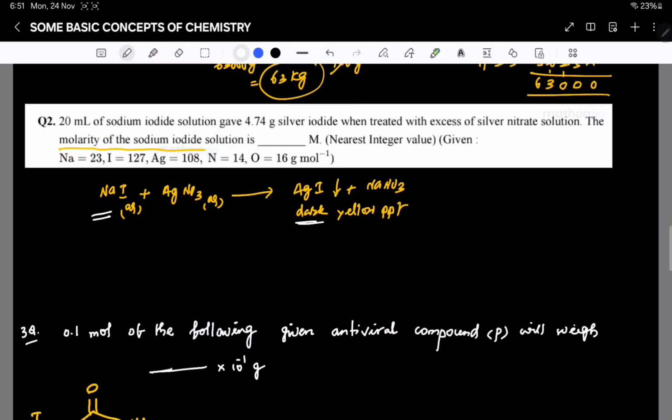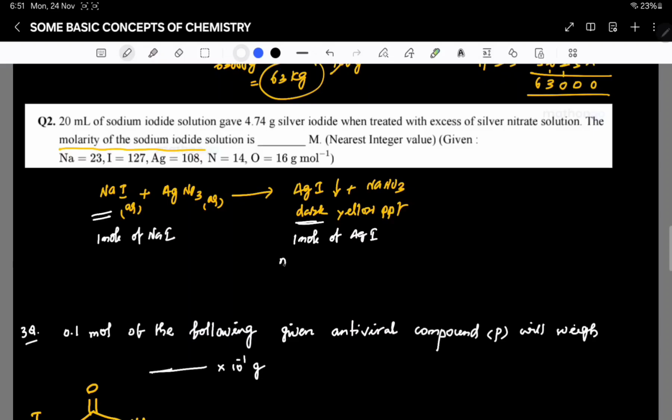Look at this, student: 20 ml of sodium iodide solution gave 4.74 grams of silver iodide. Just take the relation: 1 mole of NaI will give 1 mole of AgI. But in the given question, how many moles of sodium iodide will give 4.74 grams of silver iodide? This we will calculate.